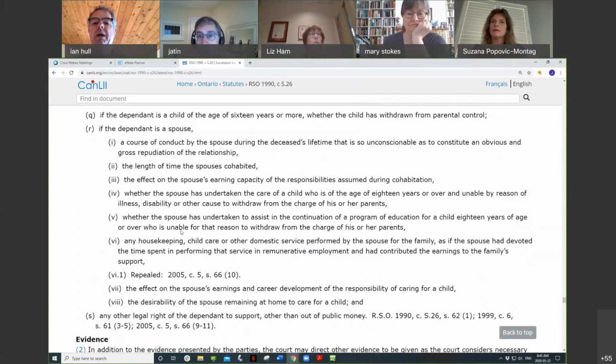And Suzana, when the person passes away and you've got the will in front of you, you're about to proceed with the administration. What do you do with that surviving spouse from a legal advice standpoint?